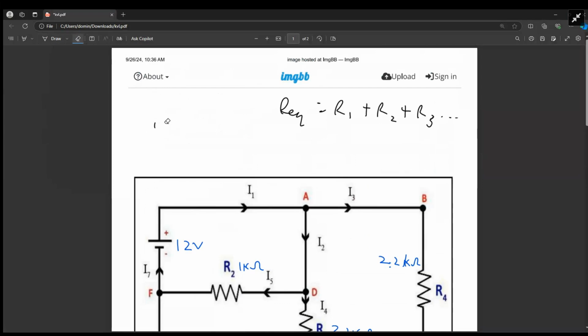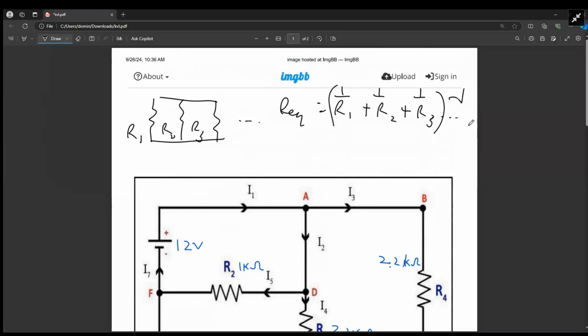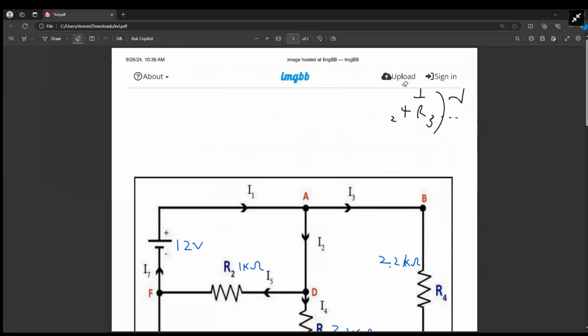Now, if they are connected in parallel, which means both of their terminals are connected, say R1, R2, R3 again, this time you'll have 1 over R1 plus 1 over R2 plus 1 over R3 equals 1 over the equivalent resistance. In other words, if you wanted to find the actual equivalent resistance, you just sum all the reciprocals and then raise that to the -1 power. So we're going to use those two relations to find the equivalent resistance of this network.